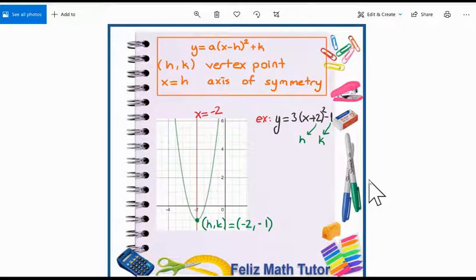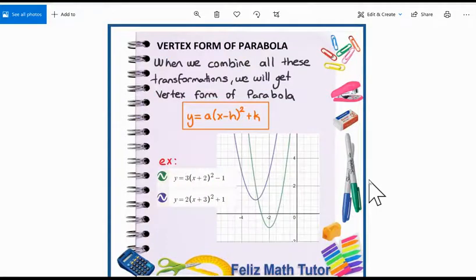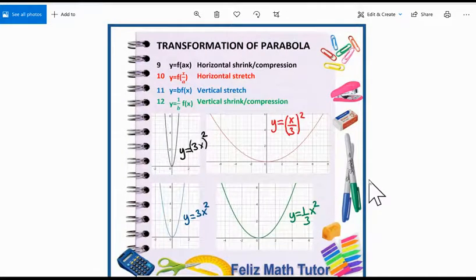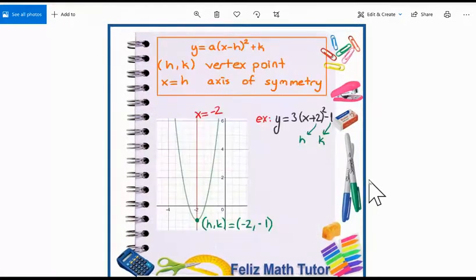In the previous videos, we talked about the vertex form of a parabola and the transformation of a parabola. Now we will talk about the vertex point and the axis of symmetry on the vertex form of a parabola.